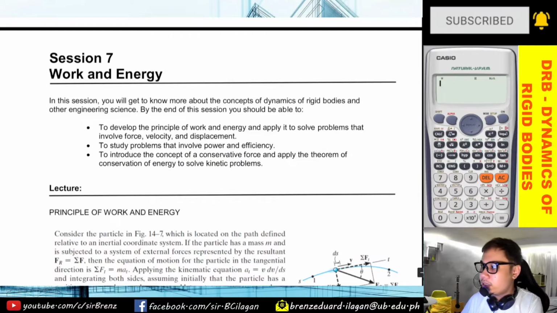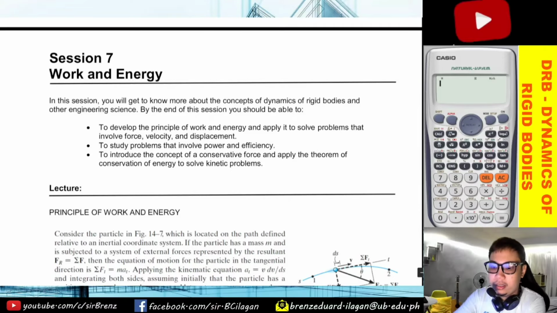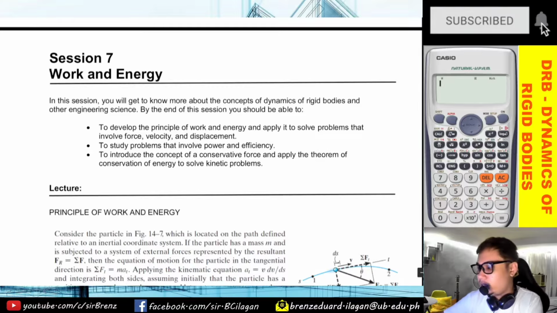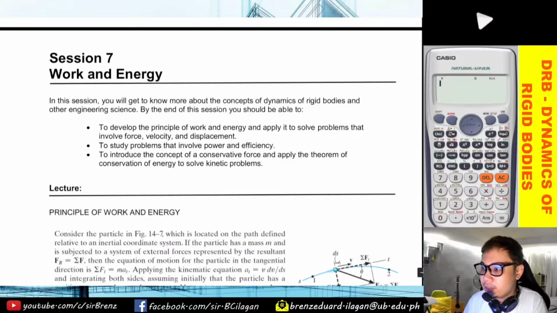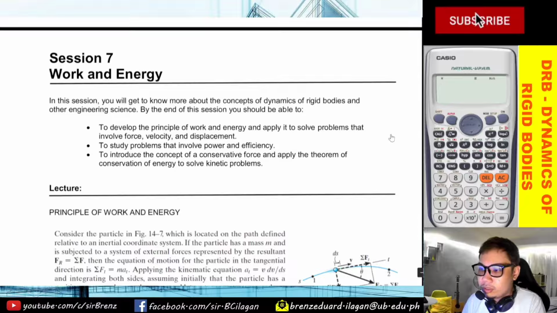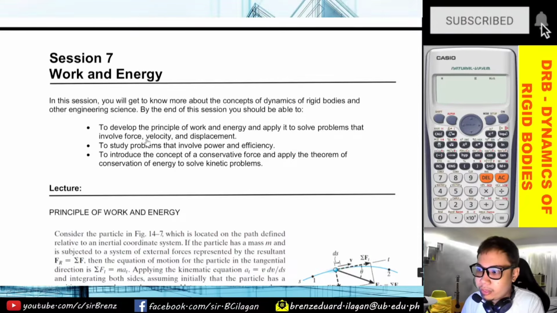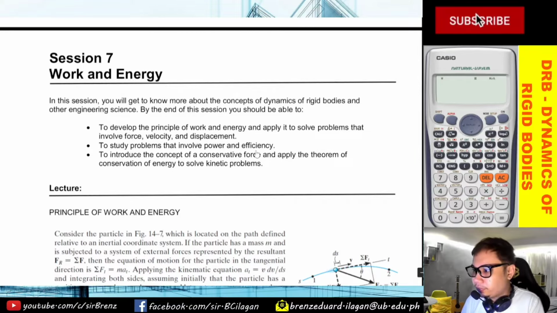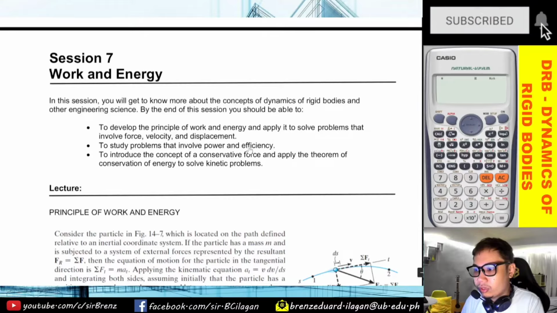Ayan. So under session 7, pang-7 topic na natin ito under dynamics of rigid bodies. So we have the work and energy. In this session, you will get to know more about the concepts of dynamics of rigid bodies and other engineering science. By the end of the session, you should be able to, for number 1, develop the principle of work and energy and apply it to solve problems that involve force, velocity, and displacement. Okay, so number 2, to study the problems that involve power and efficiency.